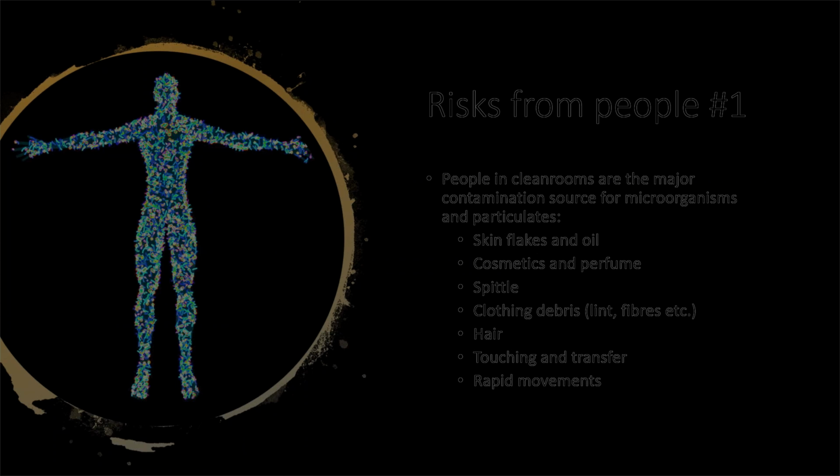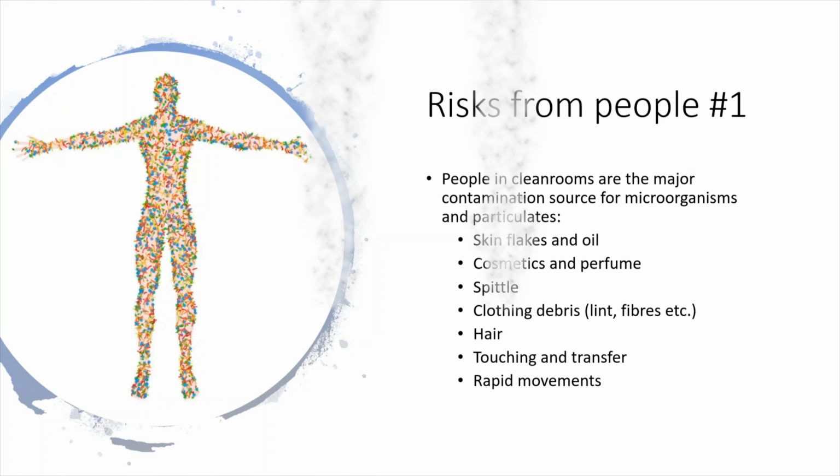And people in clean rooms are a major contamination source for microorganisms and particulate because of the natural process of shedding. And shedding is manifest in skin flakes and oils from the skin, cosmetics and perfume, spittle, clothing debris, so with organisms attached to lint, fibres and so on, hair, the act of touching and transfer, and by the relative speed of movement. So there are a number of ways that people are a contamination contributor on a high scale.